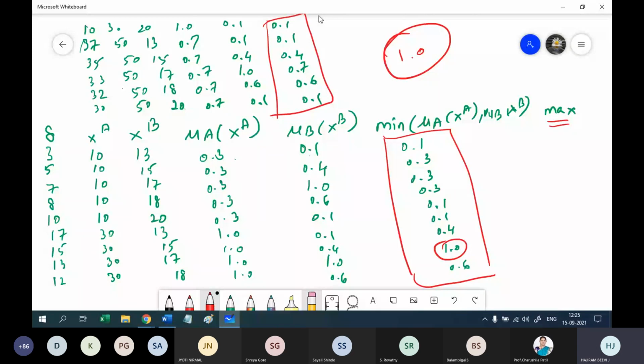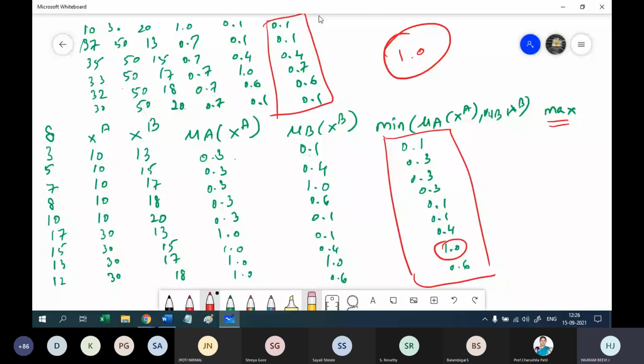In the previous sum, we learned how to find the distance. In this sum, we learned how to find the maximum membership value among the distance set. For that we have to consider the minimum value, then take the maximum value among those values. Okay, then the next one.